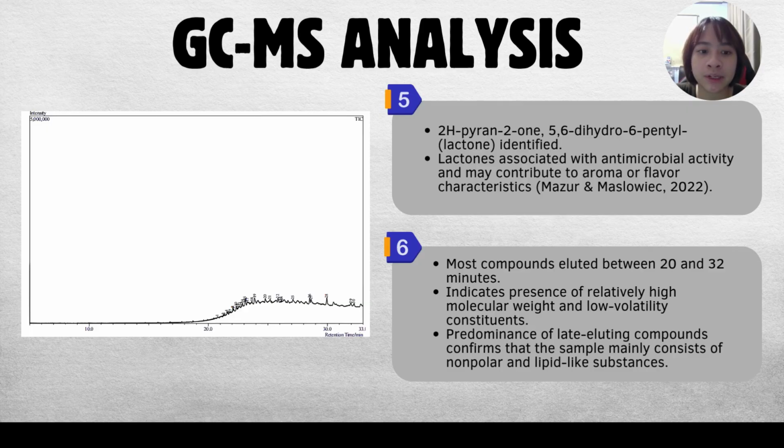Lastly, most compounds eluted between 20 and 32 minutes, indicating the presence of relatively high molecular weight and low volatility compounds. The predominance of these late eluting compounds further confirms that the sample mainly consists of nonpolar and lipid-like substances.